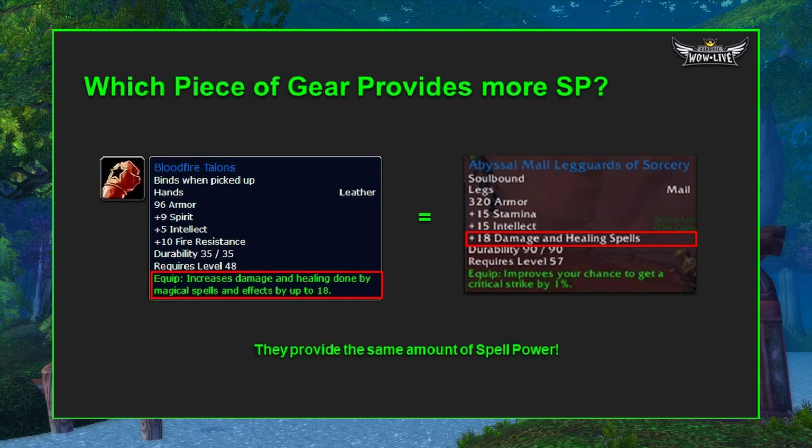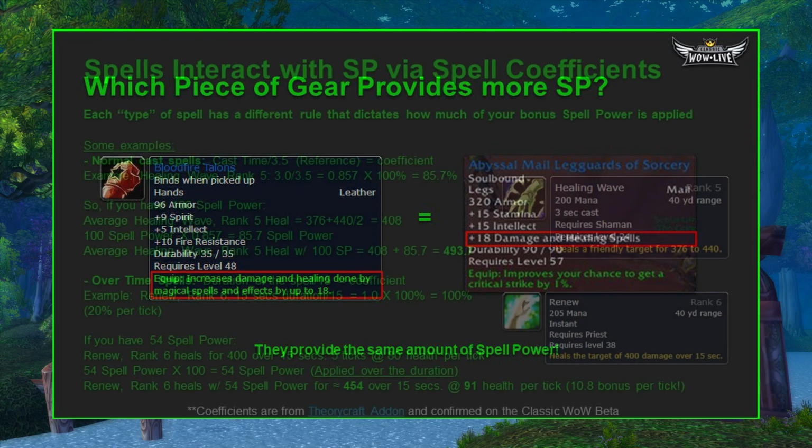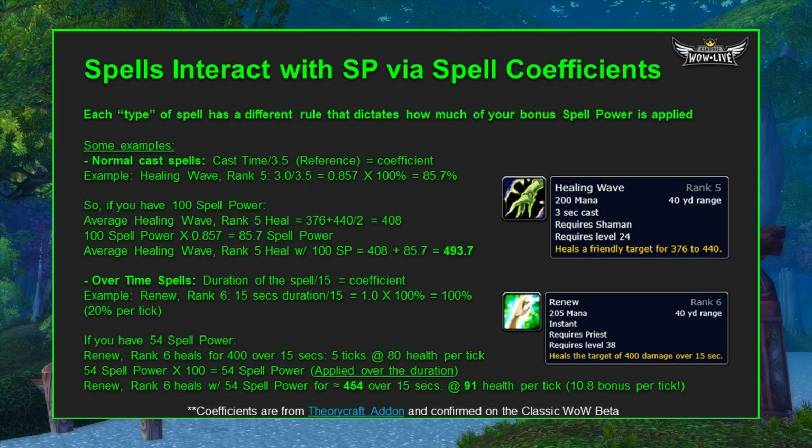In theory, the spell power you receive from gear, all of it goes to your spells and effects. However, spells and effects interact with that spell power through something we call a spell coefficient. It's important to realize that each type of spell, what I mean by type is heal over time, damage over time, a normal cast, AoE spells, they all have different rules that dictate how much of your bonus spell power is applied to them. We can use two examples here. One is a normal cast spell, like Healing Wave rank 5. The formula to determine the coefficient is the cast time divided by the reference cast time, which is 3.5, and that gives you the coefficient.